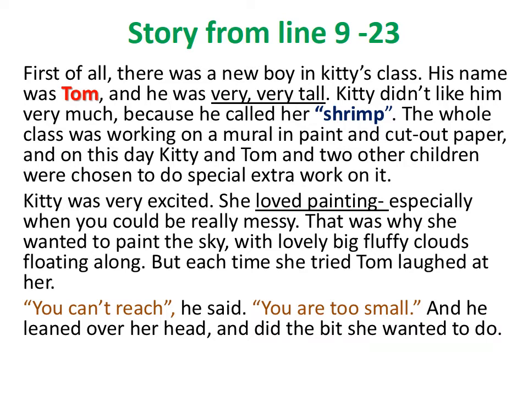So, you can see the next character in this paragraph. He is Tom. Tom is very, very tall. But Kitty doesn't like Tom. Why is that? Because Tom is using the term shrimp to call Kitty, so she doesn't like him. On that day, what they were doing, they were painting something. Let's look at the next paragraph.